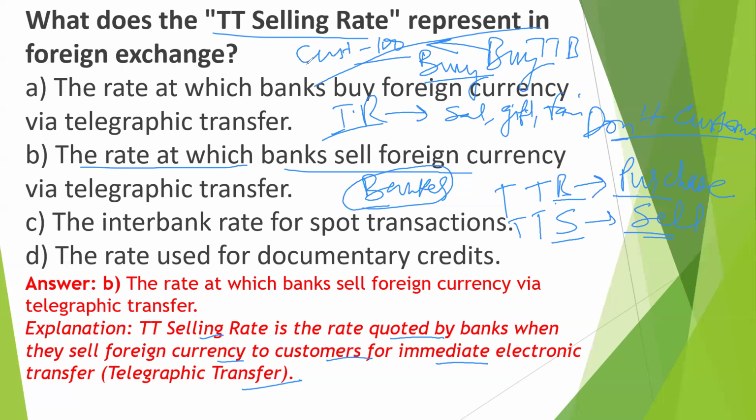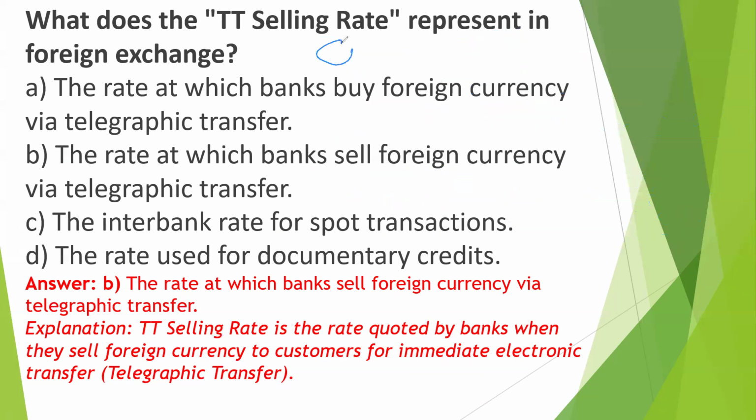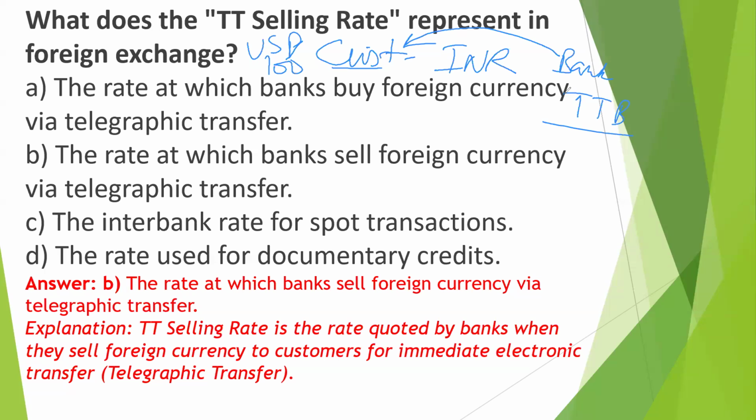And whenever an inward remittance comes, $100 is available in the name of the customer. So what does the customer need? INR. Bank has received USD 100 in the name of the customer, and the customer wants INR. So what will the bank do? Bank will purchase from the customer, so you will use the TT buying rate. This concept you have to remember.